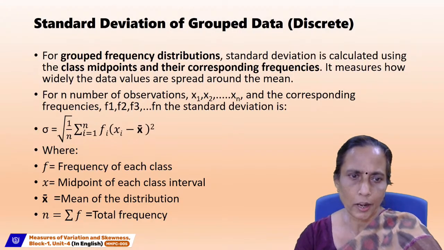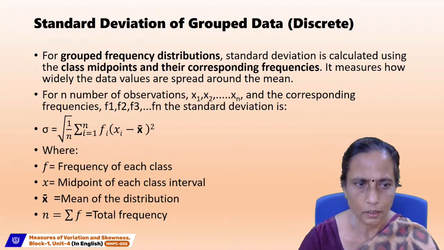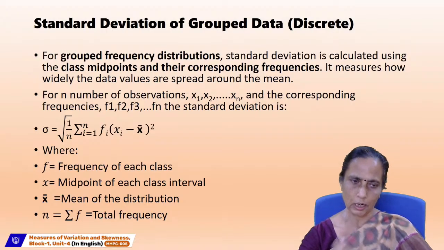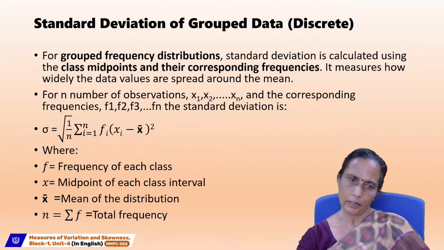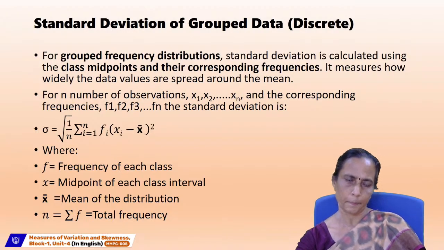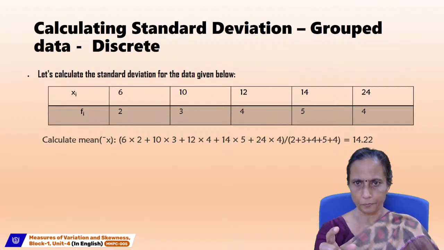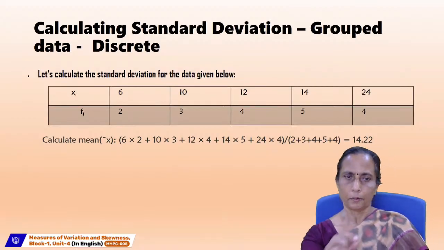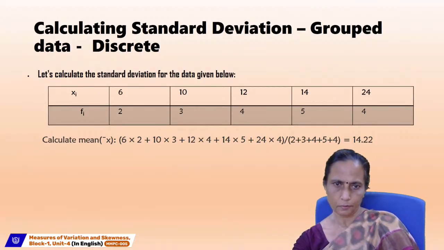So where f represents the frequency of each class, f1 is the frequency of the first class, x is the midpoint of each class interval, x bar is the mean of the distribution, and n is the total frequency. So suppose we are having the data like this. Xi is 6, 10, 12, 14, 24, and the frequency is 2, 3, 4, 5, and 4.